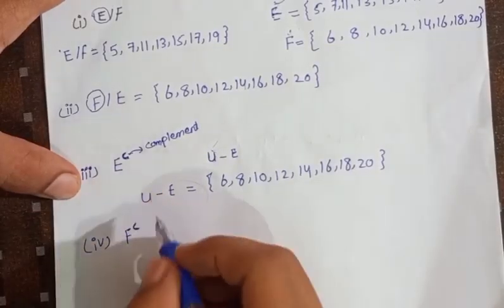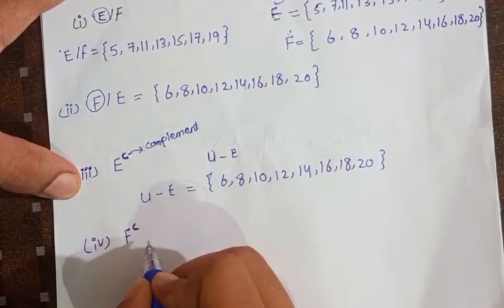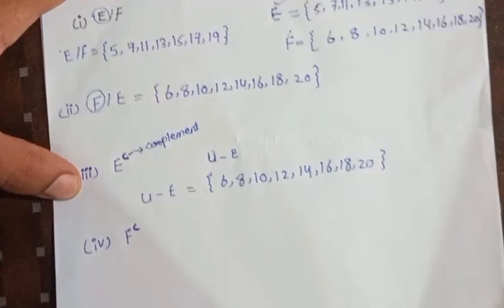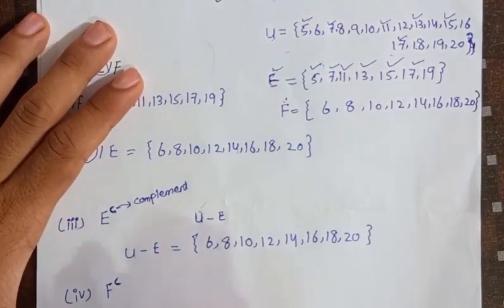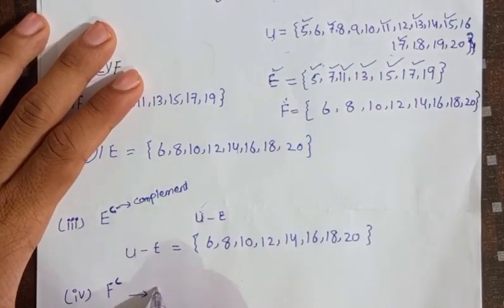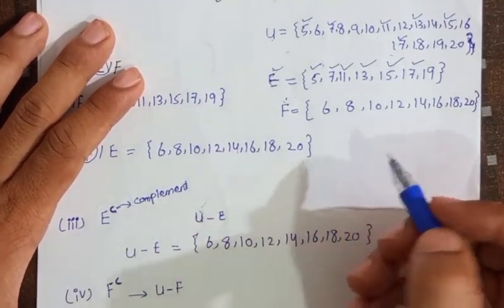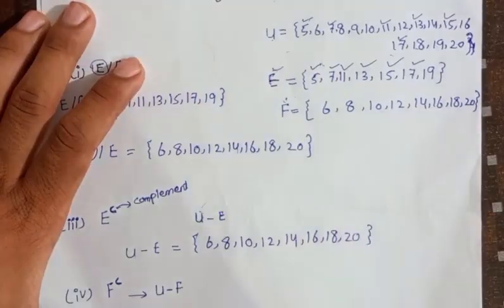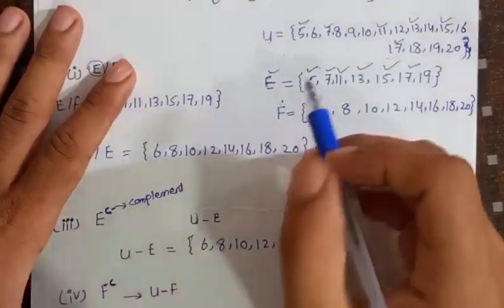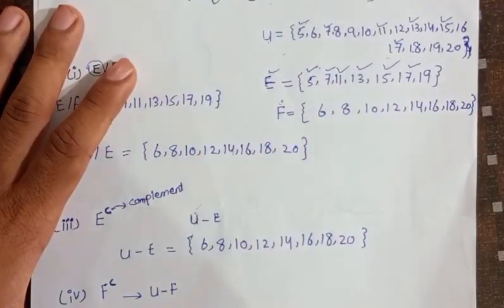The fourth one is F complement. This means it will be written likewise. For F complement I will write U minus F. So I will find the elements of it, and I will see the commons.